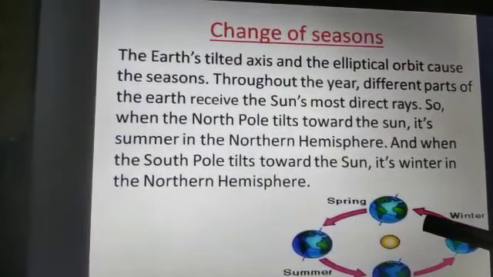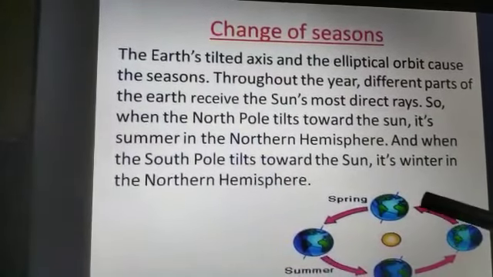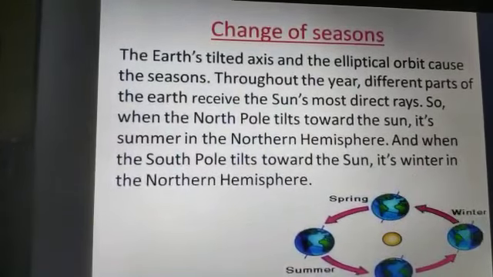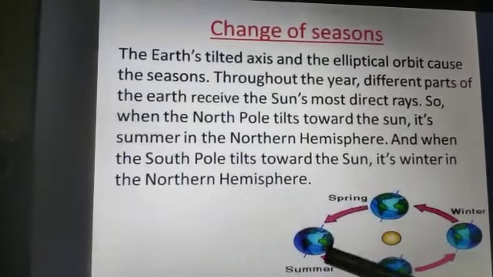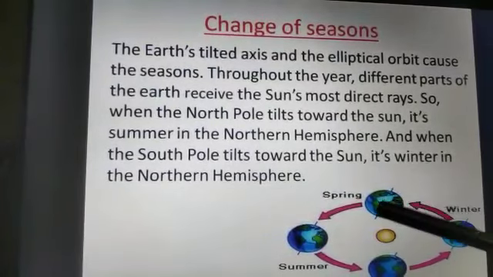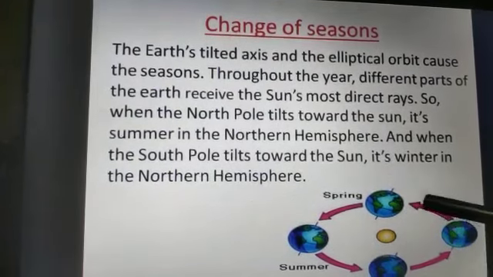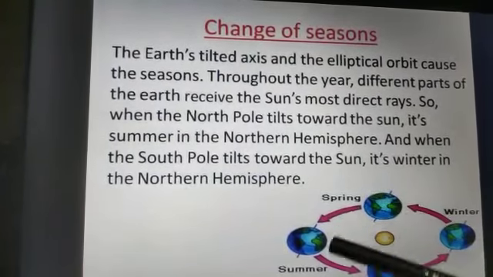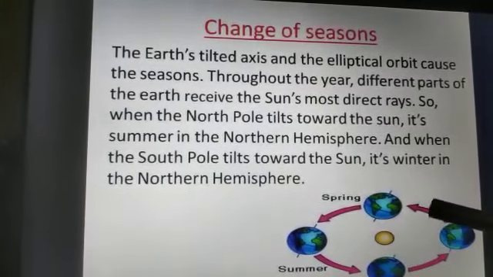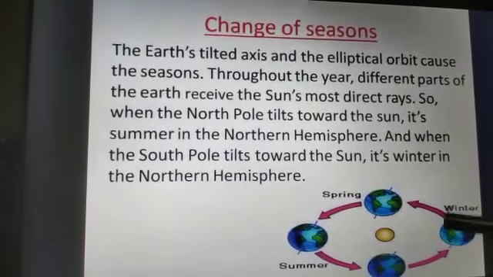The Earth's tilted axis and the elliptical orbit cause the seasons. Earth's axis is tilted, you know. This is the Earth's picture, it is tilted. And this one is called the orbit. Previously I have explained to you, it is elliptical in shape, that means oval shape. Look, this is like an egg, so it is called the elliptical shape or oval shape. Due to the Earth's tilted axis and the elliptical orbit, the seasons change.